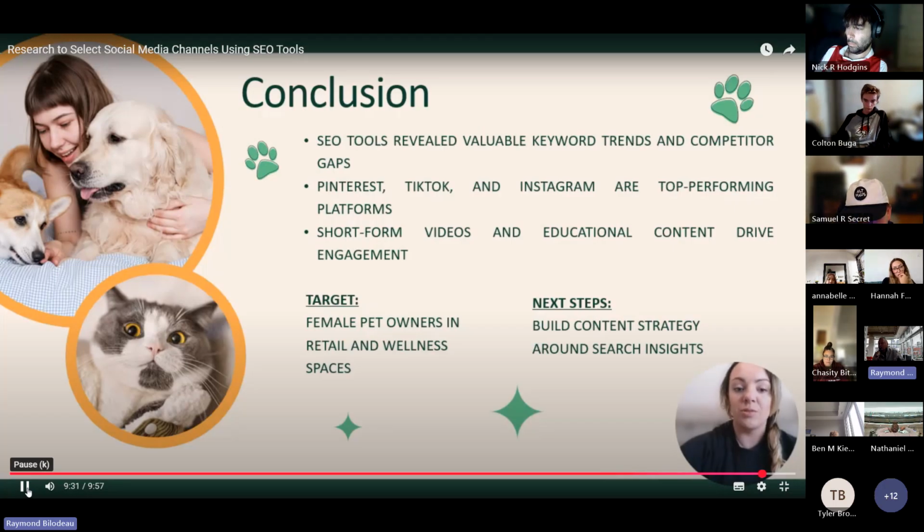By using tools like Ubersuggest, Google Trends, SpyFu, and SparkToro, we were able to determine not only where the audience spends their time, but also exactly what they're searching for. This allows Home Alive Pets to build a content strategy that's backed by real data, helping them increase their visibility, engagement, and online growth in a much bigger way.